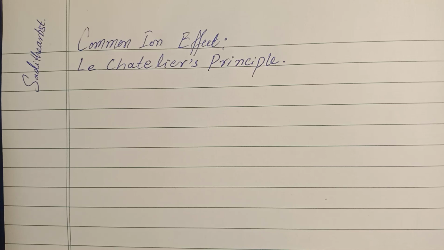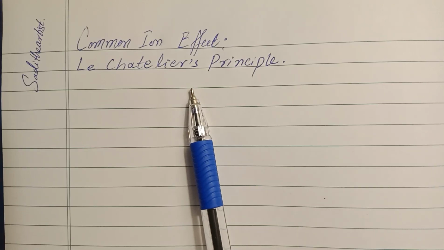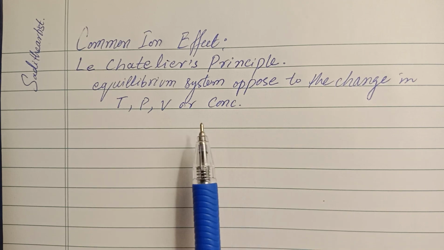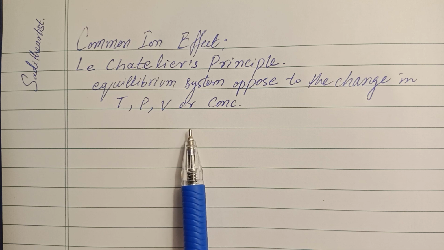Common ion effect. The common ion effect is an illustration of Le Chatelier's principle. Le Chatelier's principle is an observation about chemical equilibria of reactions.